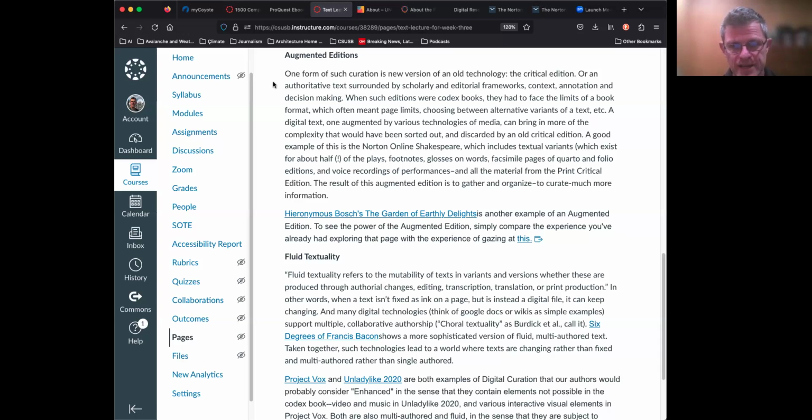And so what they're saying is there's a lot of stuff that vanishes from the reader's point of view when you are reading a critical edition. You see the finished product of these invisible editors and scholars, and there's a lot of complexity that's dropped out of view. Well, in a digital context, we can bring that technology back in. That's one virtue of the augmented edition.